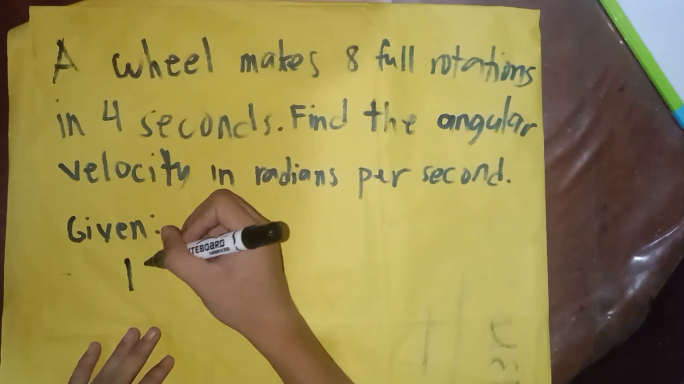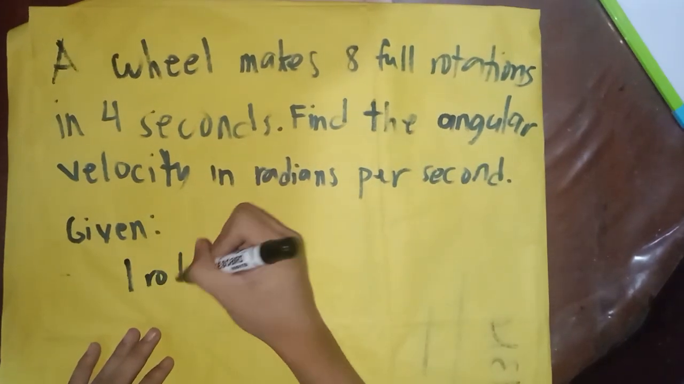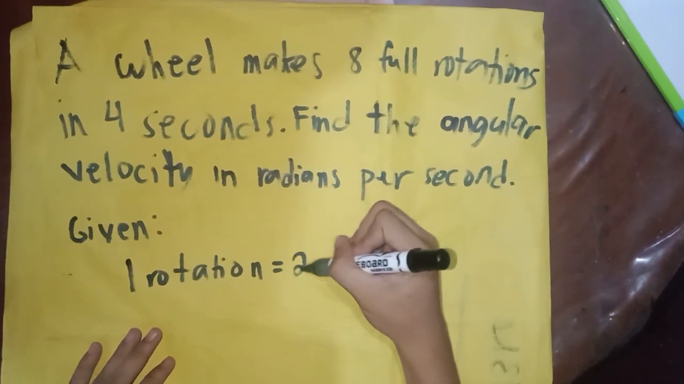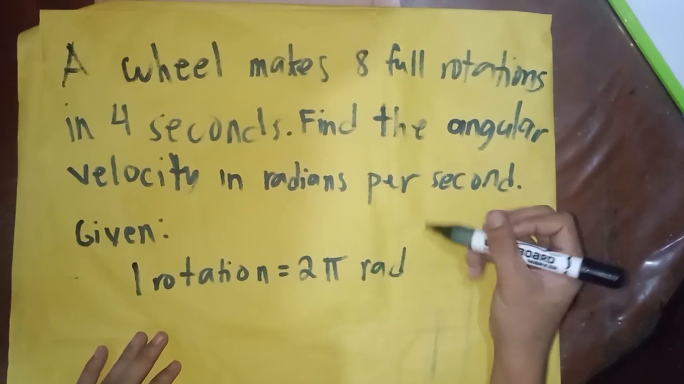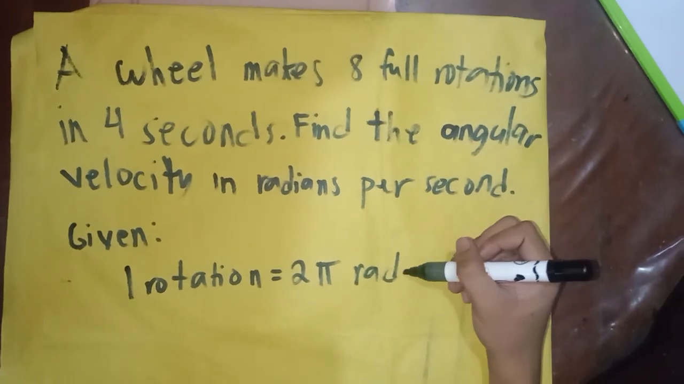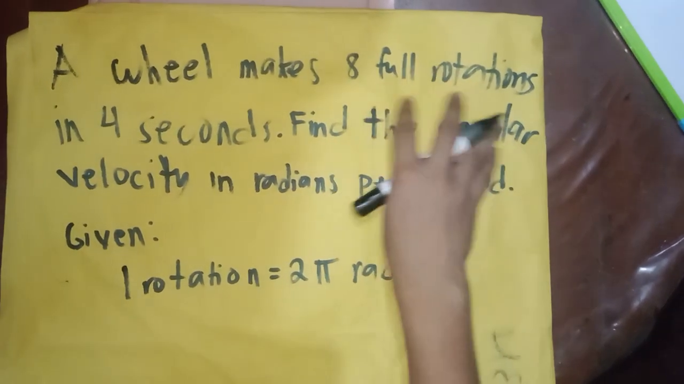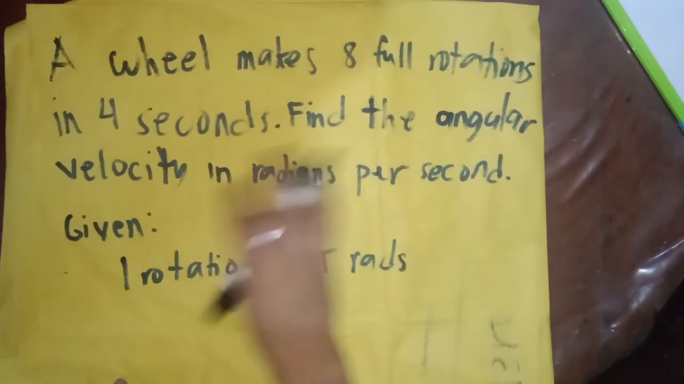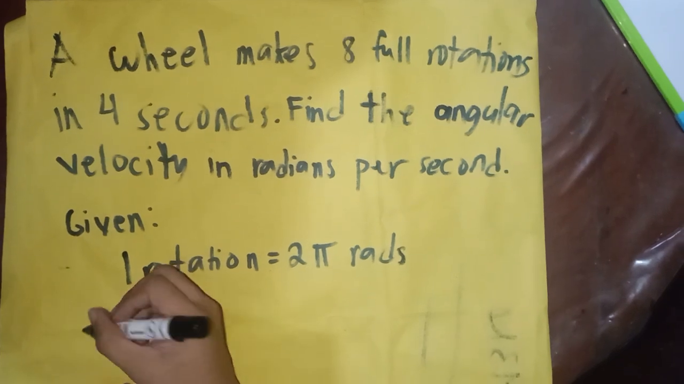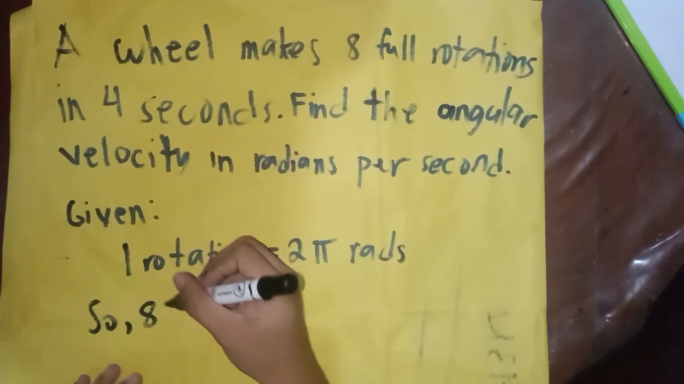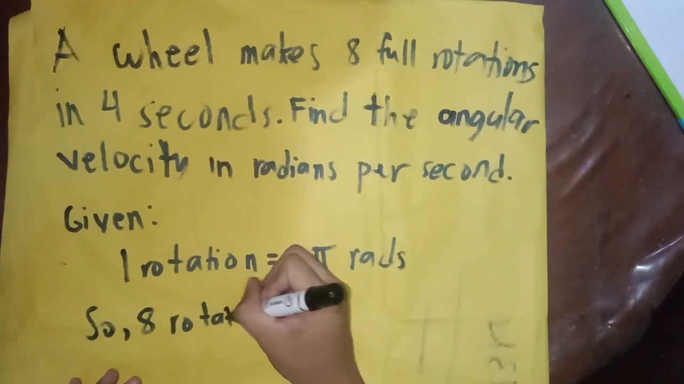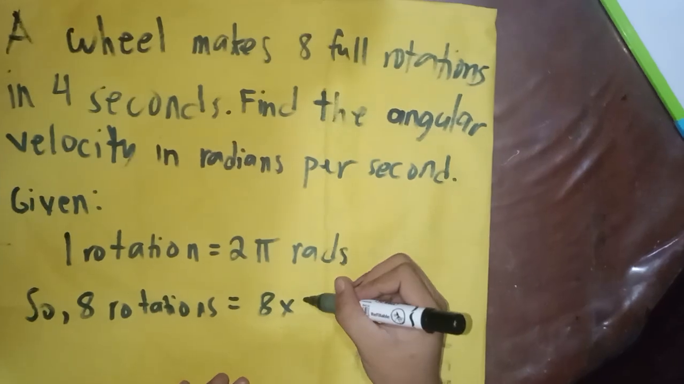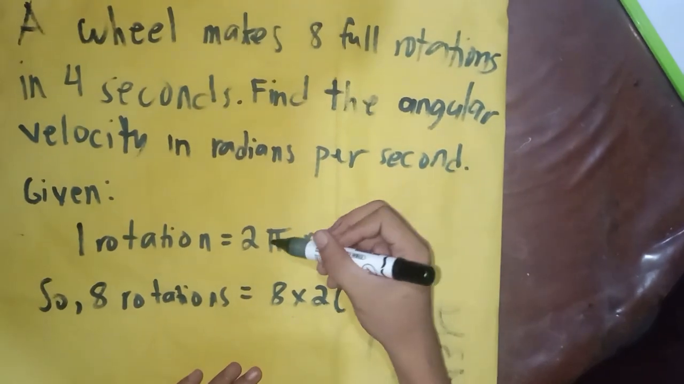One rotation is equal to 2 pi rad. So we need to convert these 8 rotations into rad to get the answer. So 8 rotations is equal to 8 times 2 pi. The value of pi is 3.14.